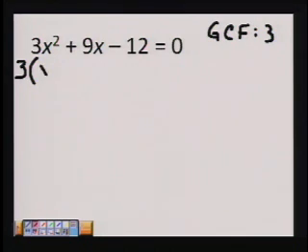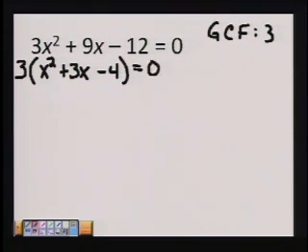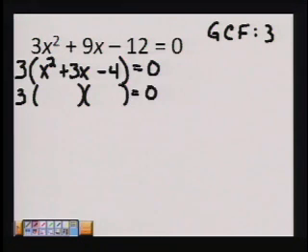So 3 times x squared is 3x squared. 3 times plus 3x gives me the plus 9x. And 3 times minus 4 gives me the minus 12. So now we have this equation. Now we just factor the part inside the parentheses as we did in our last example. So we put our two parentheses here. We know that we're going to have an x at the beginning of each one to create the x squared. Now I need these two numbers to have a product of negative 4 and a sum of 3.